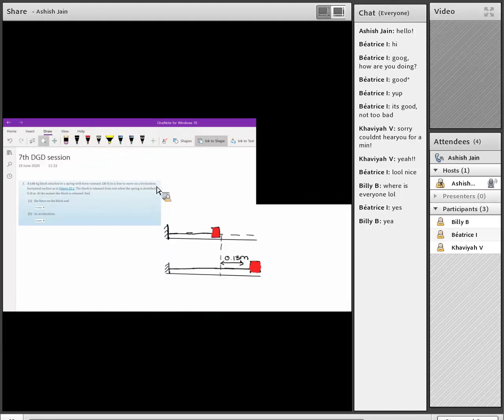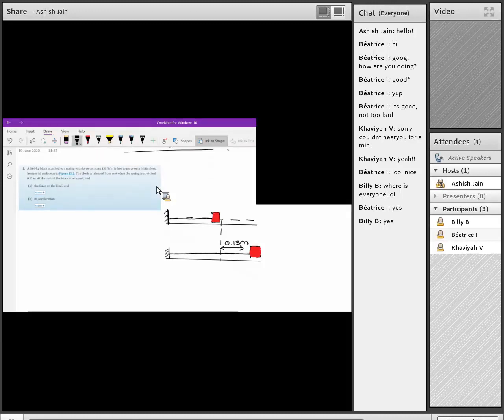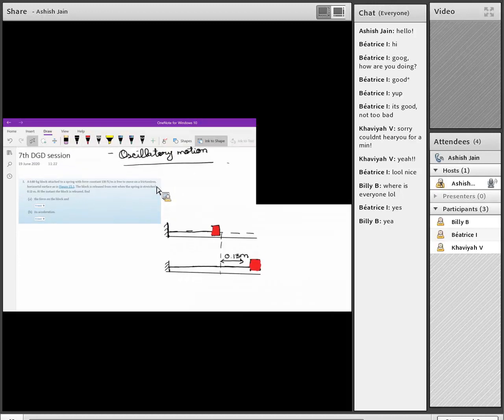So today's DGD is all about oscillatory motion, and that's chapter 15 of your book. So the first question, I'll read the question. It's a 0.6 kilograms block attached to a spring with force constant 130 Newton per meter, free to move on a frictionless horizontal surface.